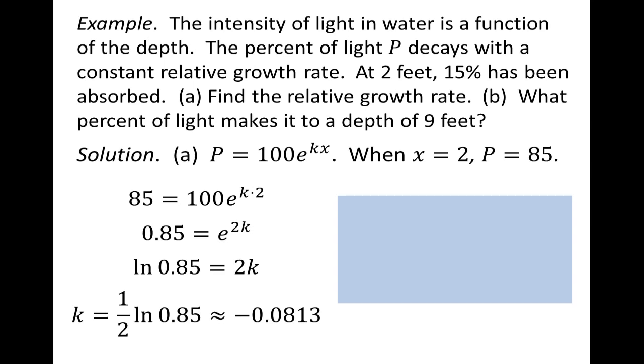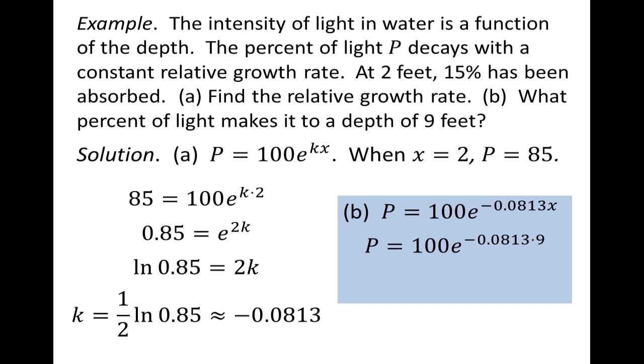So now we need to answer part B. What happens when we're 9 feet deep? How much light makes it? What percent? Well, there's our equation now. I've substituted the value k in because that's a constant. It will be unchanging. We'll now substitute 9 in for x. And when I put this into my calculator, I get 48.13, which means that at 9 feet, only 48.13% remains.